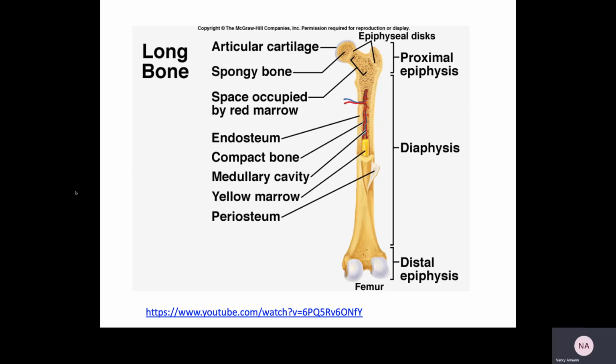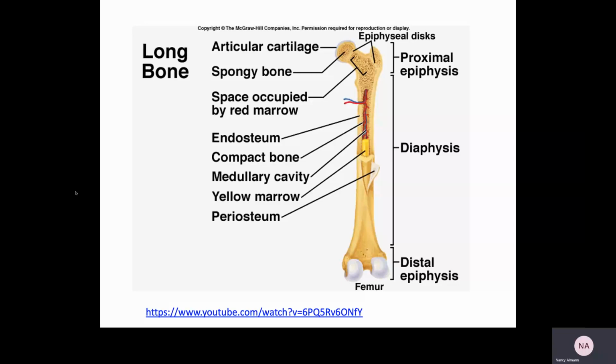Just another picture of the same thing with some more details. So we've already talked about the terms on the right-hand side, which are the epiphyses. One will be closer to the trunk, and therefore it will be called the proximal epiphysis. The one that's furthest from the trunk will be known as the distal epiphysis. So long bones will have two epiphyses, one proximal, one distal. The diaphysis, again, is the shaft.